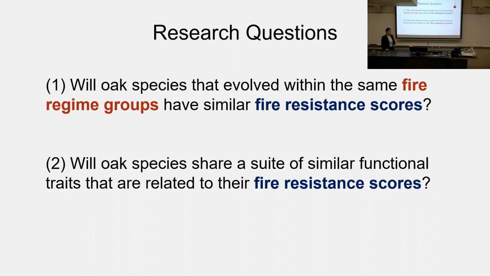And then our second one: will oak species share a suite of similar functional traits that relate to their fire resistance scores? So is there more than one way to be a fire-resistant oak? Do you have to have thick bark? Is it more about flammability of the leaf litter or leaf traits? What factors yield high fire resistance scores?